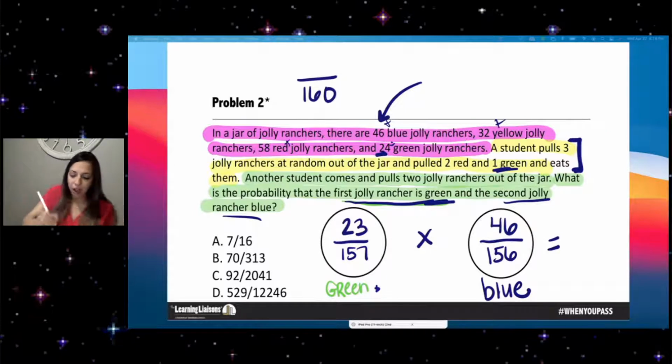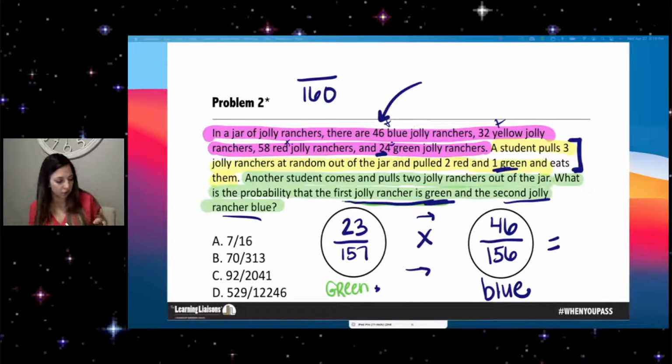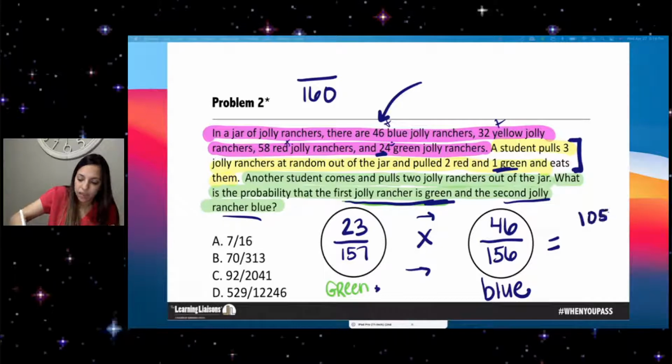How do I multiply fractions? I just multiply straight across. I don't have to have common denominators or anything crazy like that. So 23 times 46 equals 1,058.